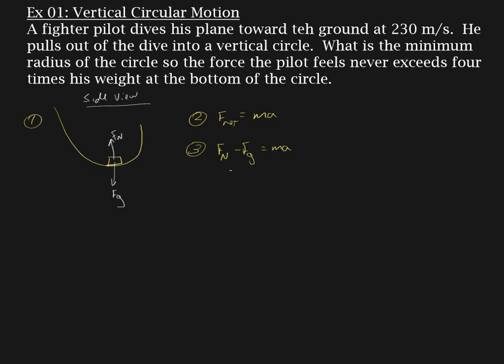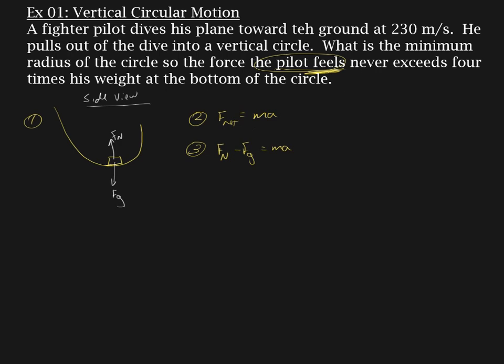Now this is where we have to be a little careful, because there's some language that you have to translate into physics language. If we go back to our question, it says, what is the minimum radius of the circle, so the force the pilot feels? This is key right here. What does the pilot feel? Okay, and it never exceeds 4 times his weight at the bottom of the circle.